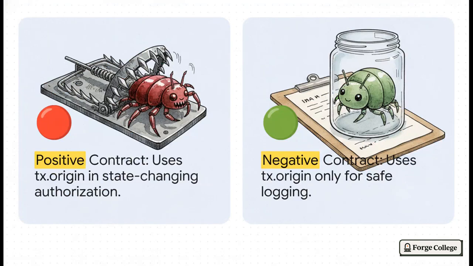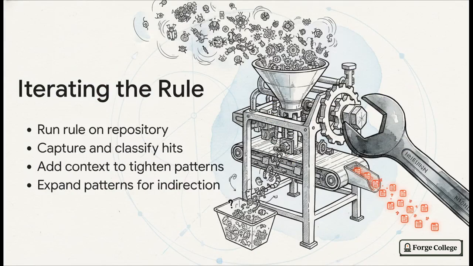The crucial takeaway here is that a rule is only ever as good as its tests. We need absolute control. On one side, we need a positive vulnerable contract that uses tx.origin to actually change the state. On the other side, a negative, completely benign contract that uses tx.origin just for harmless logging. Our rule absolutely must trigger on the vulnerable code, and it absolutely must not trigger on the safe code. Simple as that. Getting that right requires iteration.